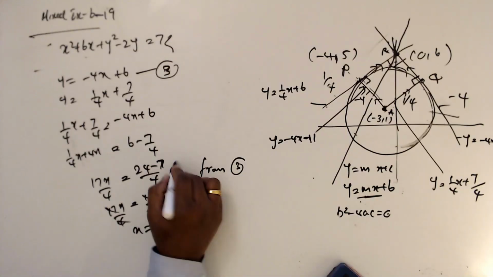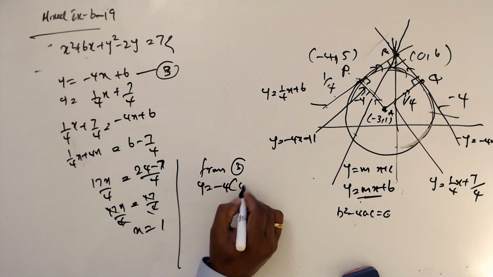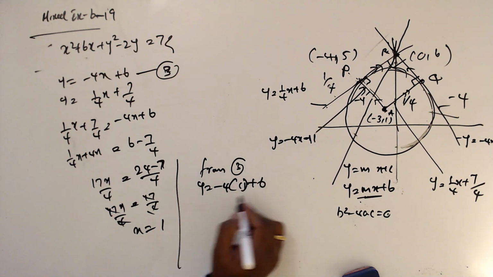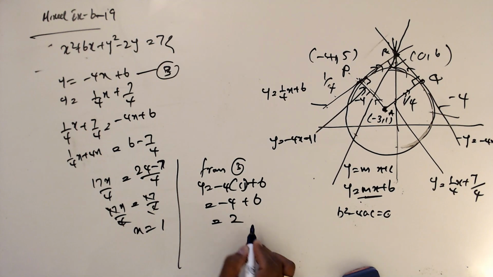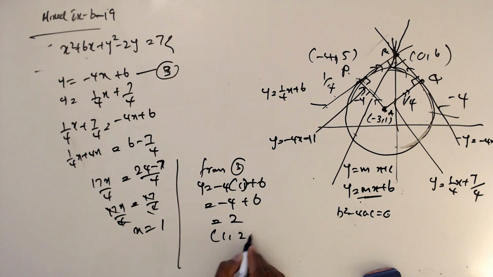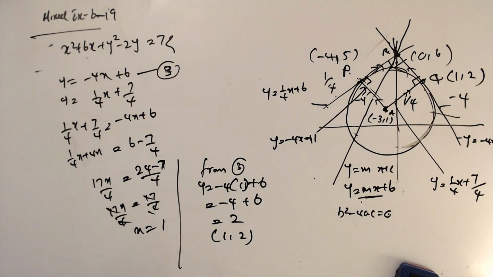From 3, y equals minus 4 times 1 plus 6, minus 4 plus 6, which is plus 2. This is going to be 1 and 2.